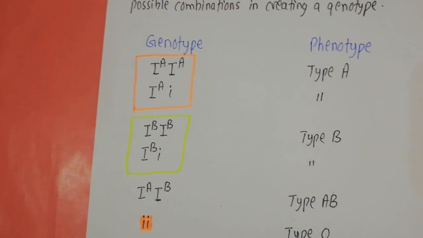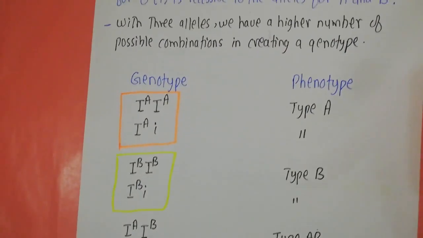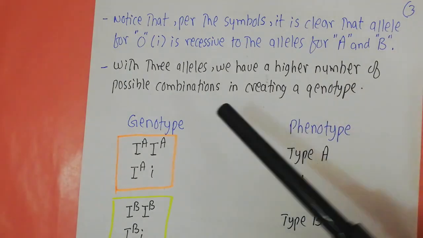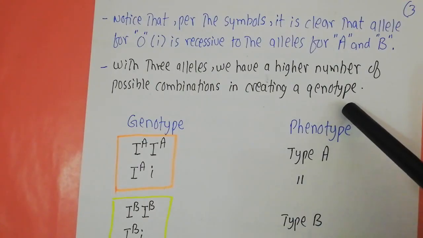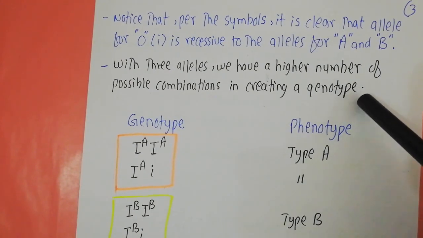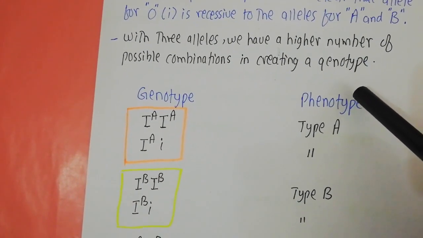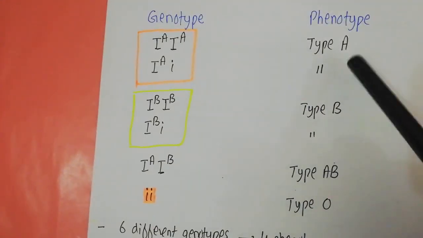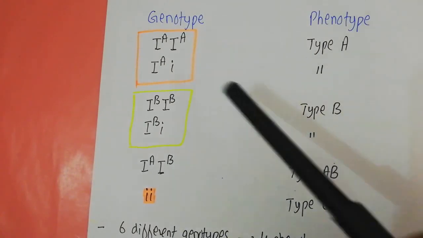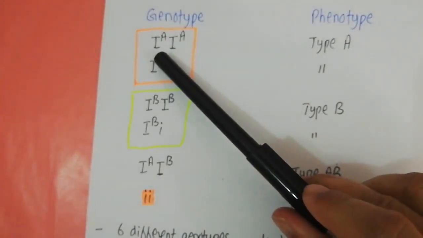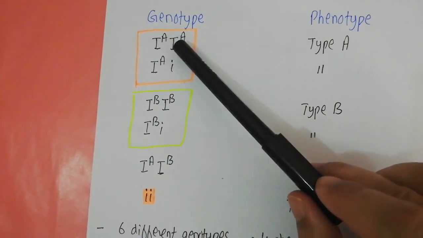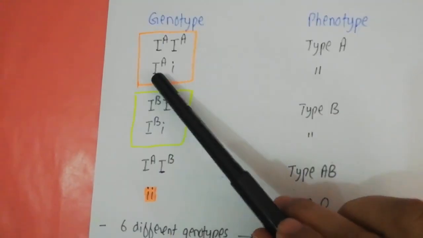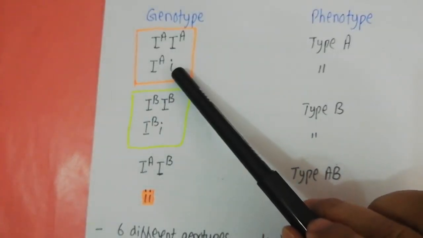Now, when you have got 3 alleles, as in this particular case, we have got the allele A, the allele B, and the allele i, you can actually have a higher number of possible combinations in creating a genotype. When you talk about the blood group, you can actually have 6 different genotypes. The type A blood can be represented by I^A I^A in the homozygous condition, or the type A can express itself in the heterozygous condition, because the allele A is dominant over the allele i.